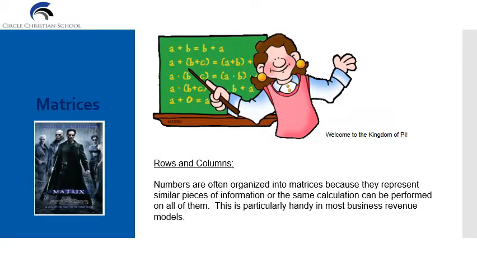Matrices, rows and columns. A lot of times we organize numbers into a matrix because they represent similar types of information, or some sort of same calculation can be done on them. This is particularly handy when we get into a lot of business revenue type models between stores, businesses, retail, things like that.